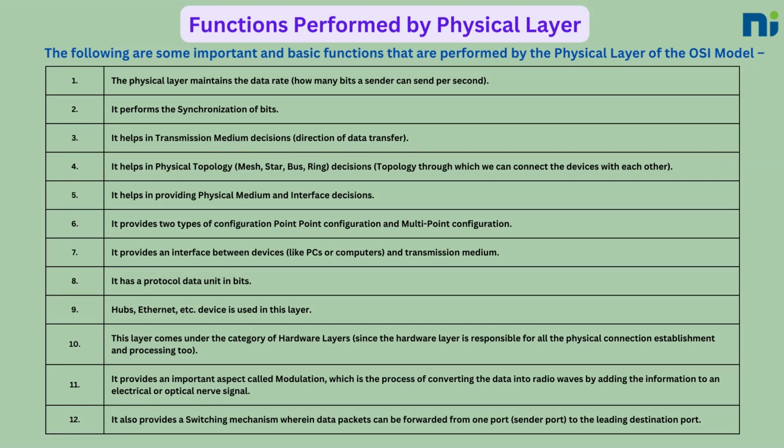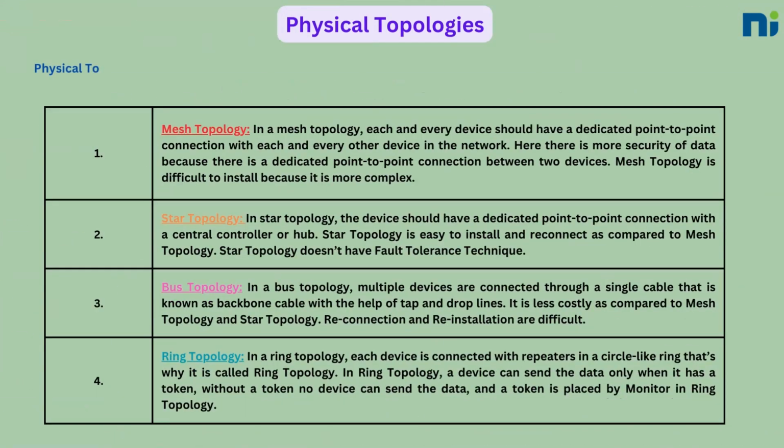11. It provides an important aspect called modulation, which is the process of converting the data into radio waves by adding the information to an electrical or optical carrier signal. 12. It also provides a switching mechanism wherein data packets can be forwarded from one port, the sender port, to the destination port.